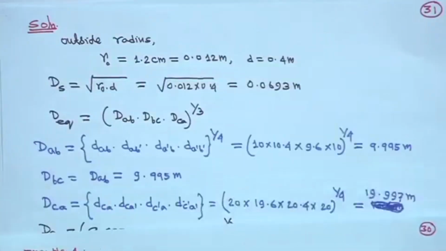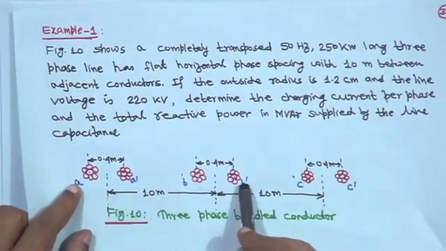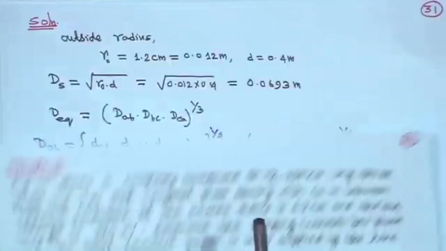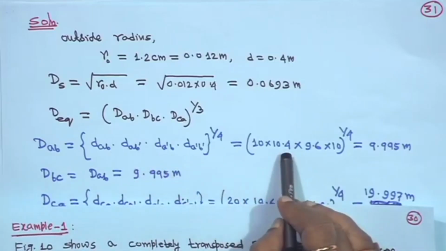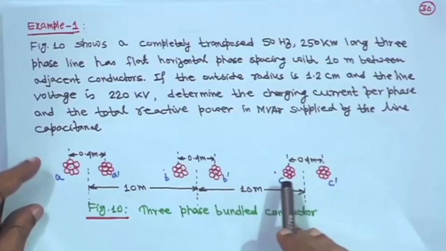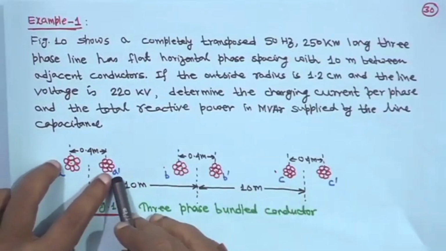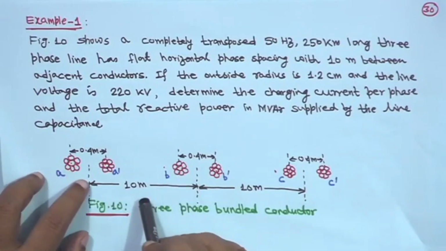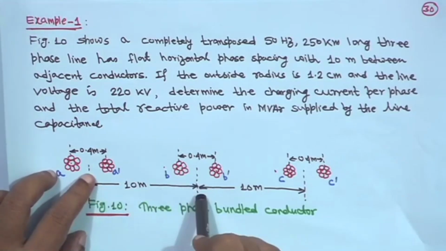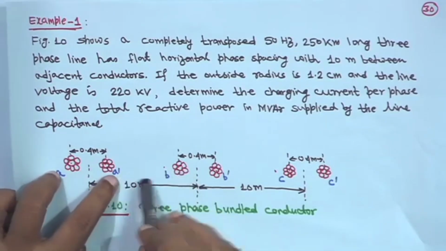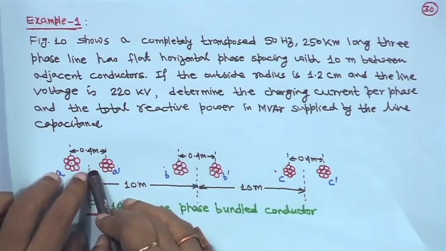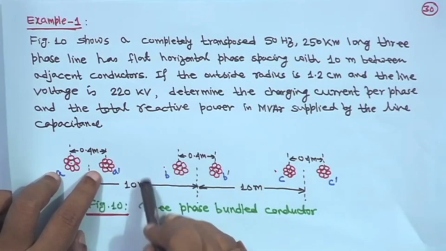Therefore, DAB is equal to 10 meter, and DAB dash, A to B dash: A to B is 10 meter and B to B dash is 0.4, so DAB dash is equal to 10.4. Similarly, DA dash B, from here to here, the center to center is 10 meter, so you have to find A dash to B dash from the midpoint. This is 0.2 and this is 0.2, so it will be 10 minus 0.2 minus 0.2, that is 9.6.